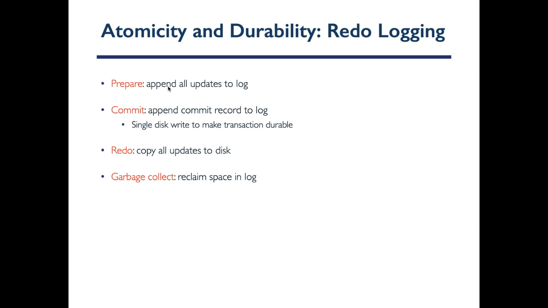Now, you could fail somewhere before you write the commit record, or after that. You could fail while you're appending updates. You could fail once you're done with all of them but before you commit. You could fail after commit and before redo. And you could also fail after redo but before garbage collection. And if you fail after garbage collection, that's easy. You're done, right?